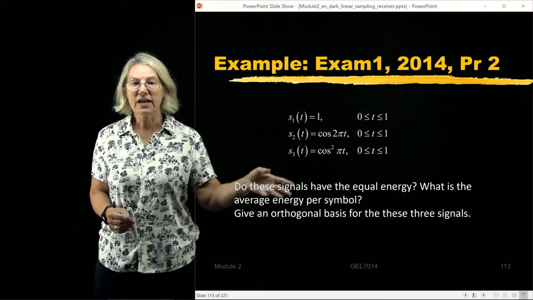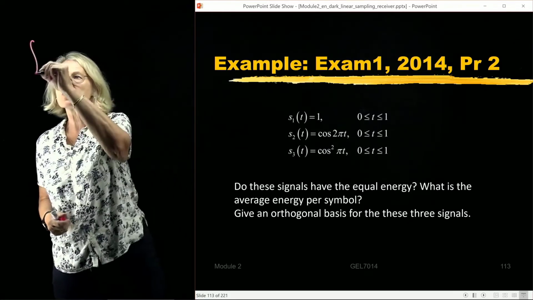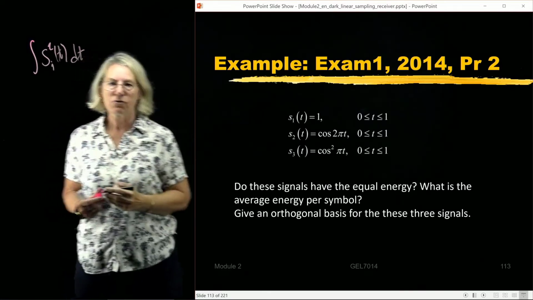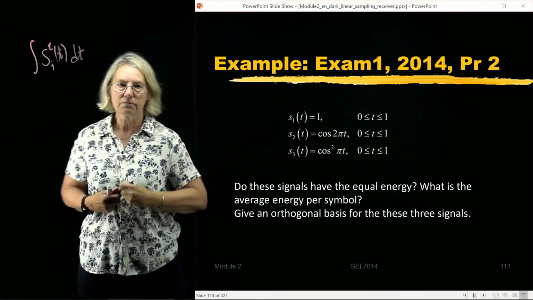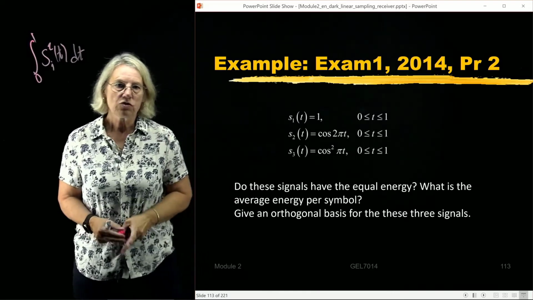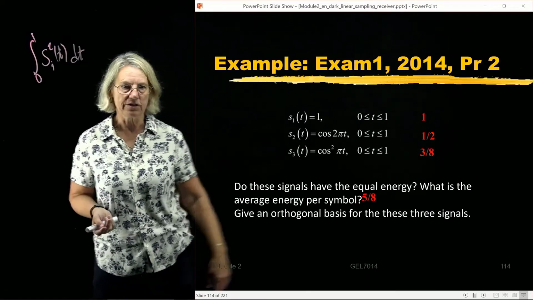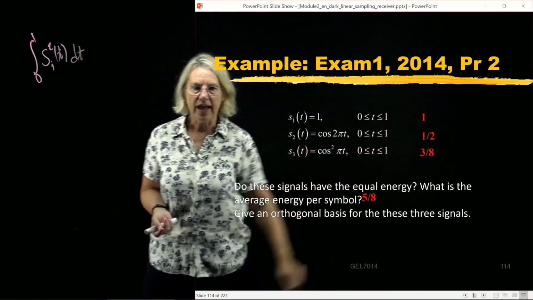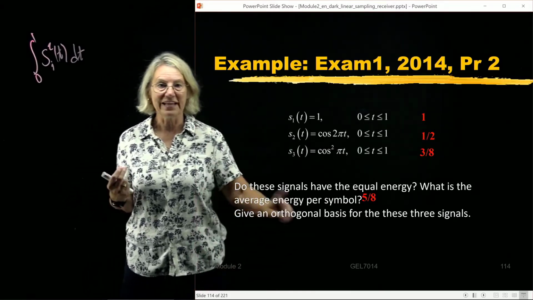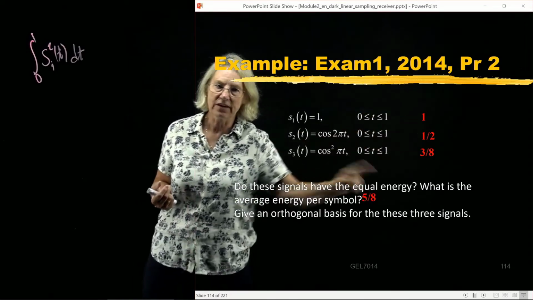So the first one is, do they have equal energy? Well, that's easy because the way we find out if they have equal energy is just calculate the integral of s squared of t dt for the symbol interval. In this case, 0 to 1. So we can do the math, and we find that indeed they do not have the same symbol energy. It's 1, 1/2, and 3/8. And because they're not the same, then it's important to do a calculation of what the average energy per symbol is. So we take 1/3 of the sum of these 3 and we get 5/8.